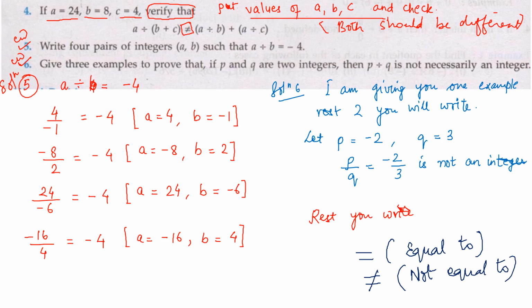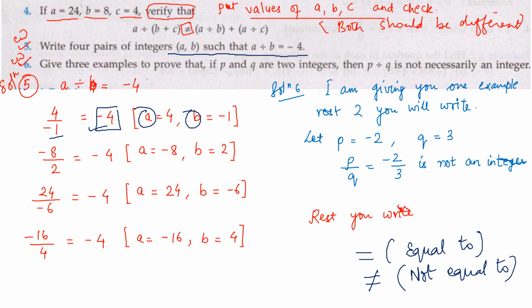Write 4 pairs of integers a and b such that a by b is minus 4. So you have to think of any two numbers a and b which when divided give you minus 4. So I have taken 4 by minus 1. A is 4 here, b is minus 1. That's how the quotient is coming as minus 4.